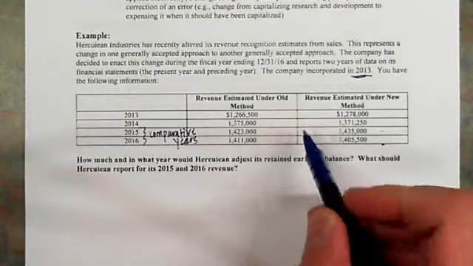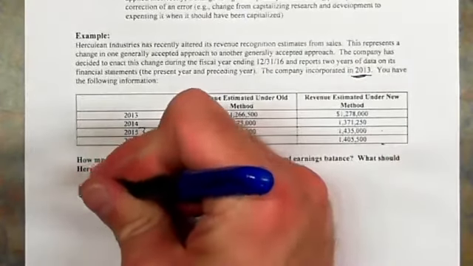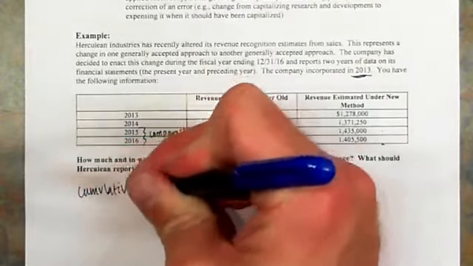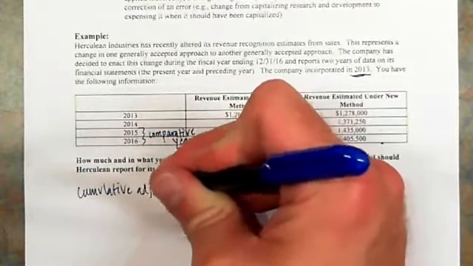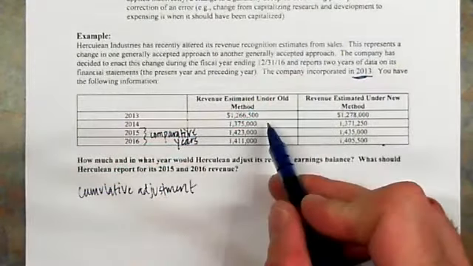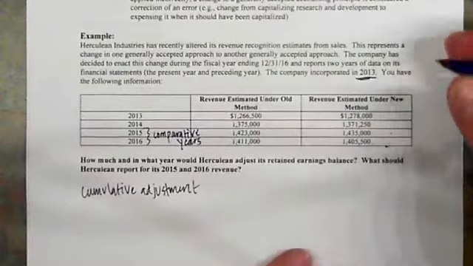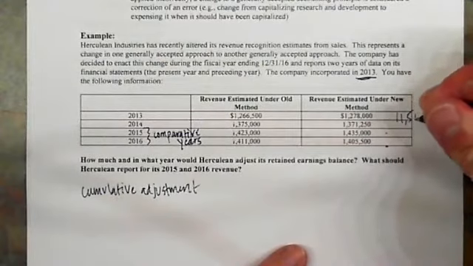The revenue then, first thing we need to do is figure out the adjustment, the cumulative adjustment, would be looking at the difference between 2013 and 2014. So under 2013, right, it looks like we have 1,278,000 under the new method. We had less under the old method. So it looks like we had a gain of $11,500.